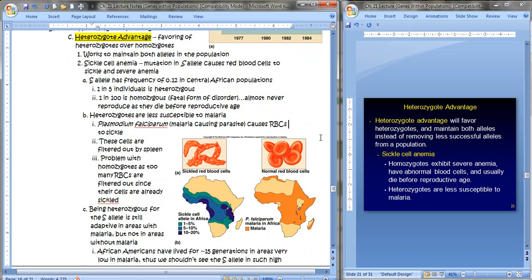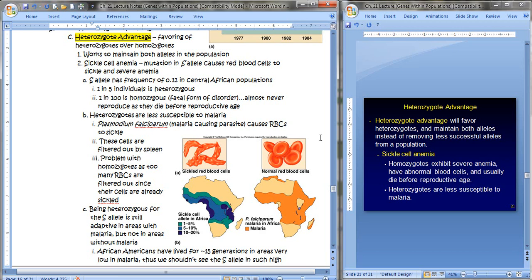Now, the heterozygote advantage is where the favoring of heterozygotes occurs over homozygotes. And this works to maintain both alleles in the population. Okay, so if it's advantageous to be a heterozygote, it would make sense that we are going to keep both of the alleles in the population.